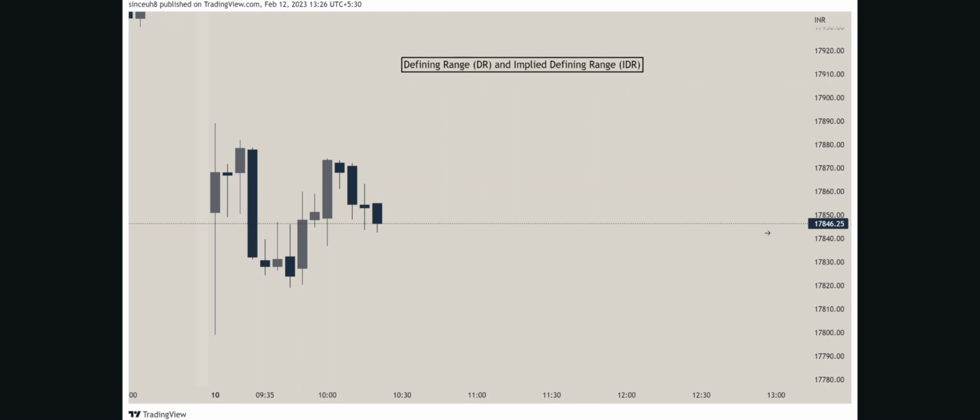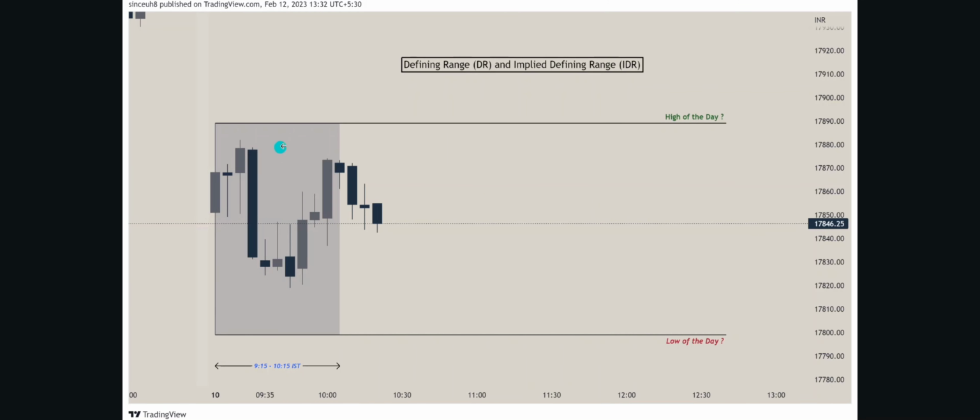The first step we are going to do is mark the defining range, or DR, for the Indian markets, that is for Nifty and Bank Nifty. The DR or defining range for the Nifty or Bank Nifty is from 9:15 to 10:15, that is the first hour of trading. So we'll take a box and mark the range from 9:15 to 10:15. The next step is we are going to mark the high and low of the defining range itself. So this is the high of the defining range and this is the low of the defining range.